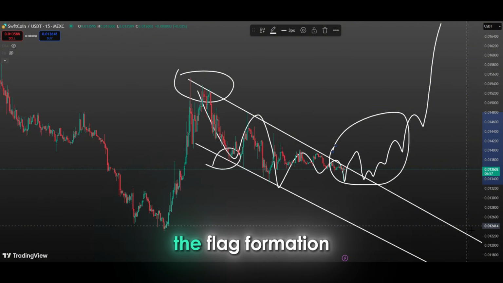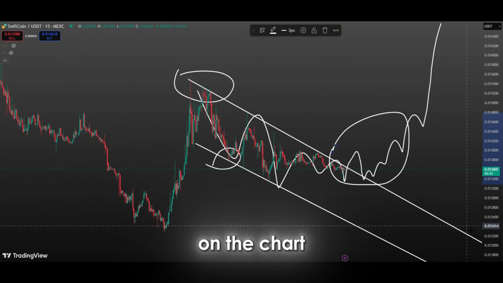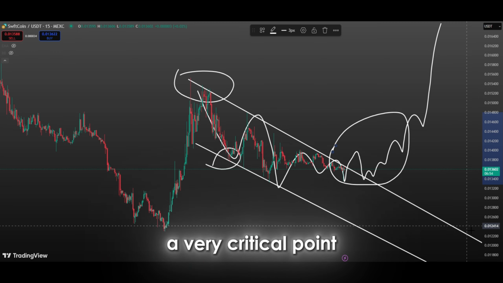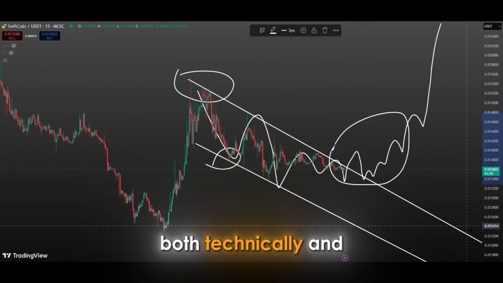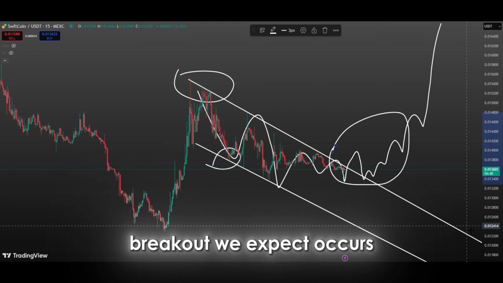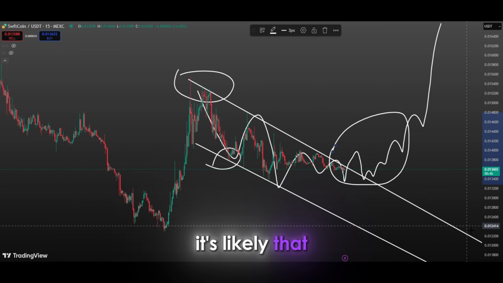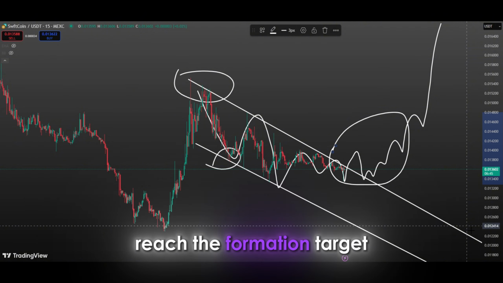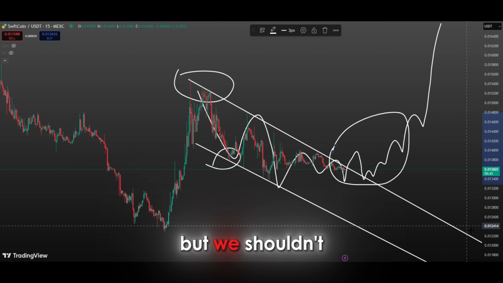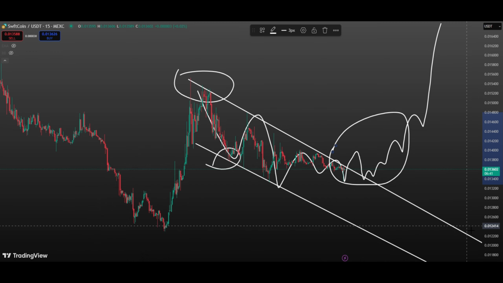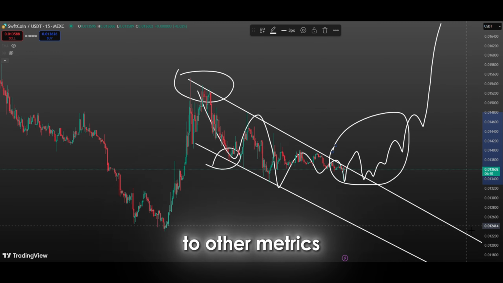In short, the flag formation that has developed on the chart is currently at a very critical point. How the price reacts to the upper line of the formation will be highly decisive both technically and in terms of market psychology. If the strong breakout we expect occurs, it's likely that the price will first reach the formation target and then continue rising toward higher levels. But we shouldn't look only at formations. We also need to pay attention to other metrics.